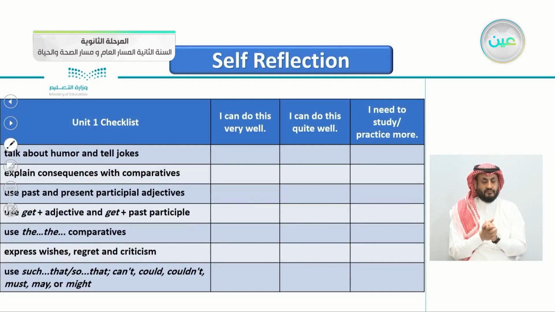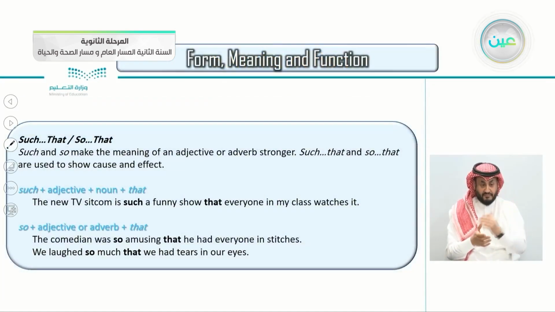We use such, that, so that, could, couldn't, must, may, or might. If you remember this lesson here, so that, such that, cause and effect, just as it says here. For example, the new TV sitcom is such a funny show. So this is the cause. What's the effect of the show being funny? That everyone in my class watches it.